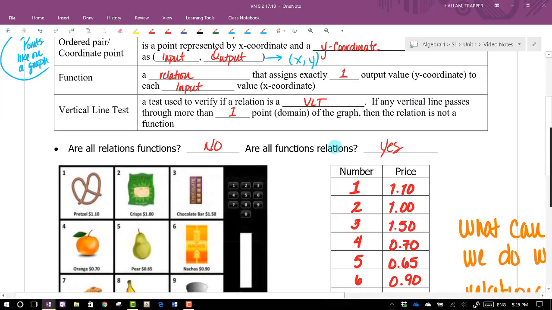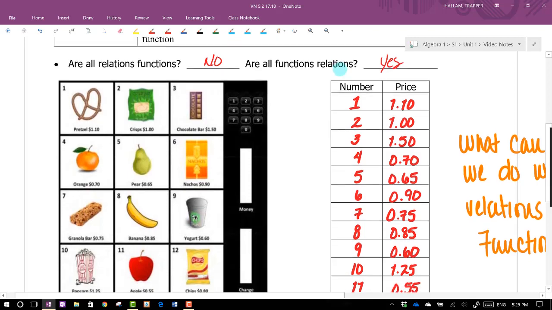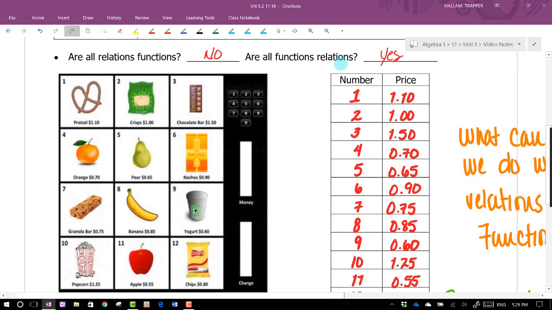Well, our vending machine didn't really have all of the information we need to graph. So I'm going to pull up another vending machine here that has some information and can produce some ordered pairs so we can graph, and then we can see what parts of the function there are. Real quick before we do that though, are all relations functions? No, not from the definitions and everything that we've seen. Are all functions relations? Yes. So how do we know that?